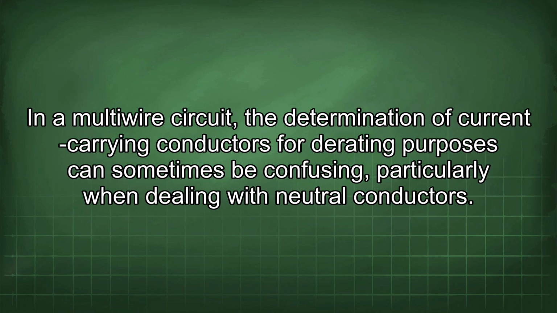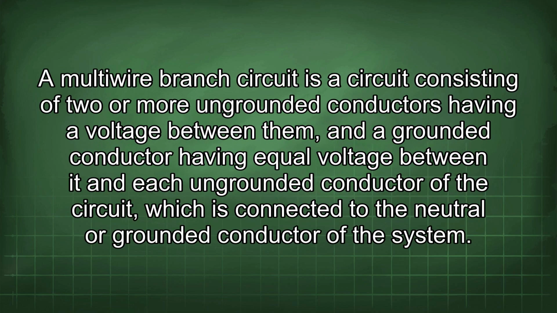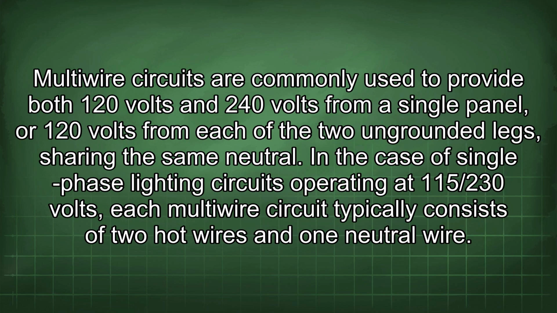In a multiwire circuit, the determination of current-carrying conductors for derating purposes can sometimes be confusing, particularly when dealing with neutral conductors. A multiwire branch circuit is a circuit consisting of 2 or more ungrounded conductors having a voltage between them, and a grounded conductor having equal voltage between it and each ungrounded conductor of the circuit, which is connected to the neutral or grounded conductor of the system. Multiwire circuits are commonly used to provide both 120 volts and 240 volts from a single panel, or 120 volts from each of the 2 ungrounded legs sharing the same neutral.